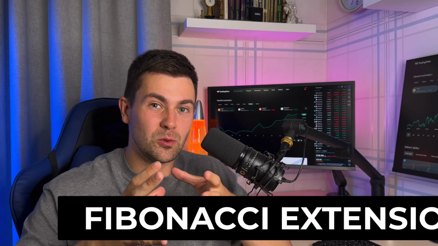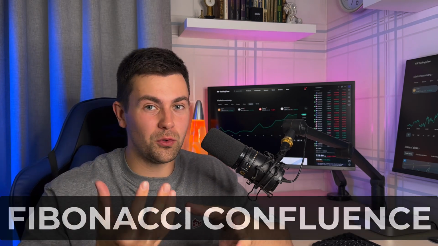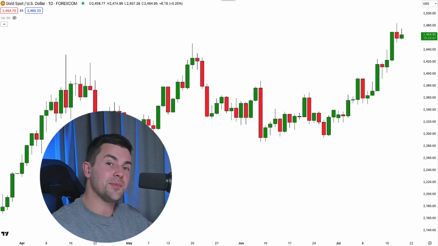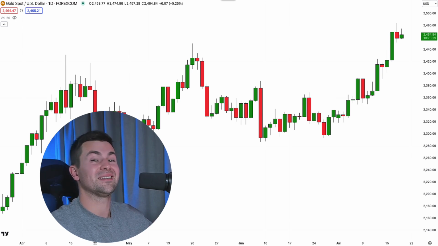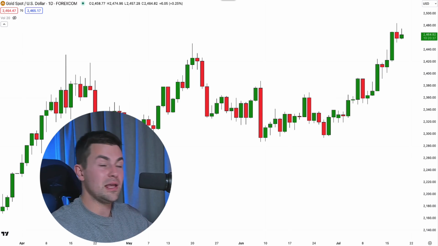The third technical analysis tool for the identification of the next strong resistances is the Fibonacci extension tool and Fibonacci confluence. In order to identify the next potentially strong resistances with Fibonacci extension, the first thing that you should do is analyze the impulse legs. You should identify at least 3 significant impulse legs.